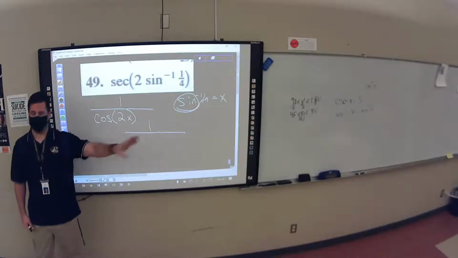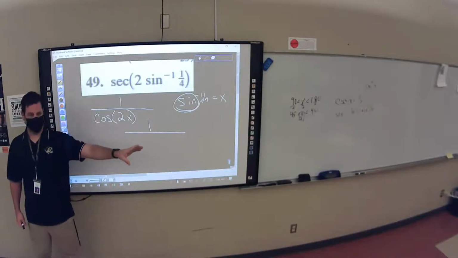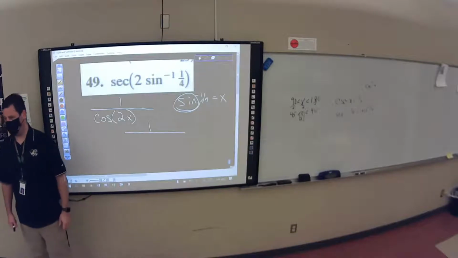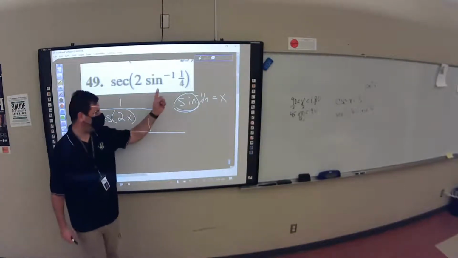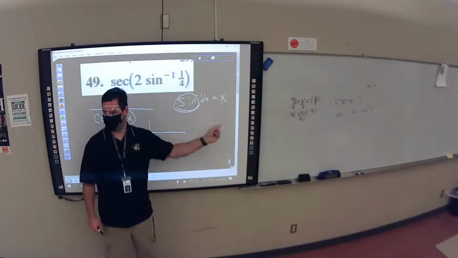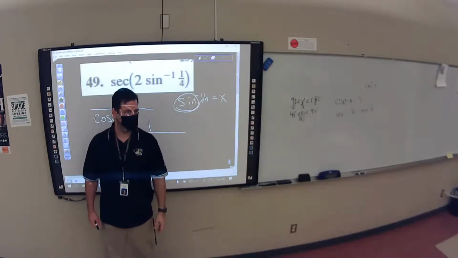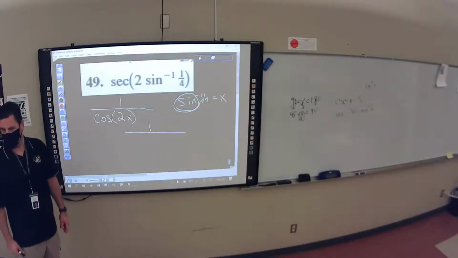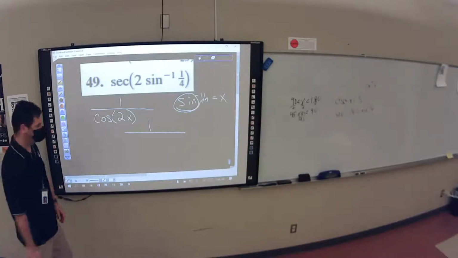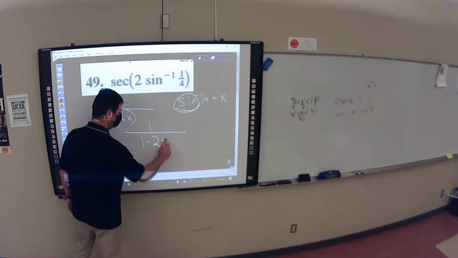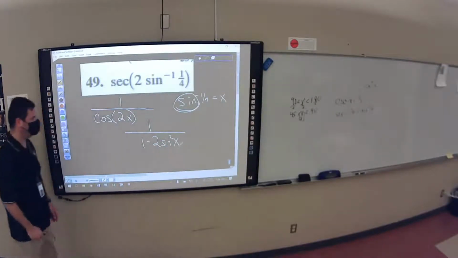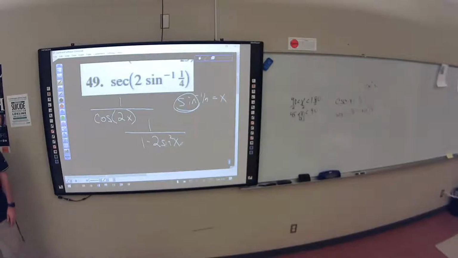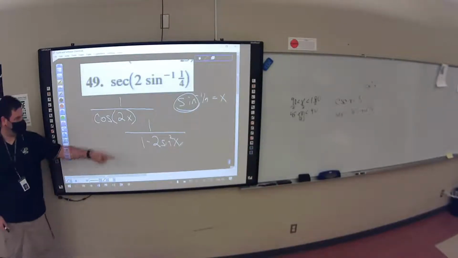But if you use any one of the three, you'll get the same answer. But because I was told that the sine inverse is 1/4, I'm just going to use the sine. And the sine says it's, was it 2 sine squared x minus 1? 1 minus 2 sine squared x. You okay with that? That's what cosine of the 2x is.